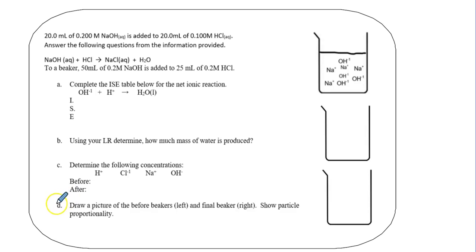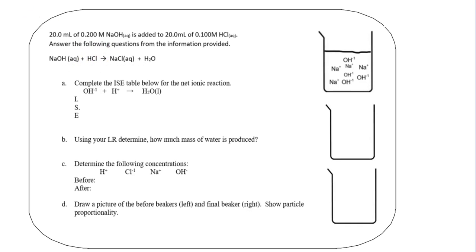Okay, so we're moving along here, and I have 20 milliliters of 0.2 molar NaOH added to 20 milliliters of 0.1 molar HCl. Here's my reaction. I've got 2 different problems here. Give me 1 second. Okay, so let's run this problem right here. We're on the top one, and let's see what we got here. 20 milliliters and 20 milliliters, but we have different concentrations here.